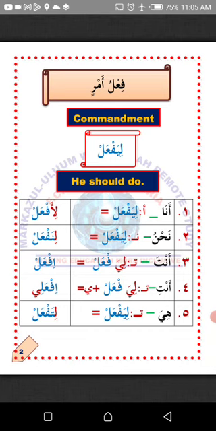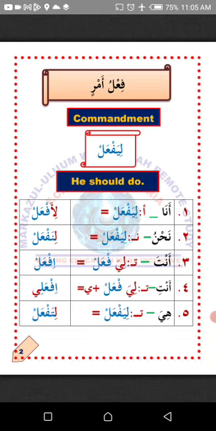Ithnan, number two. Nahnu, we. So how do we change the verb liyaf'al to suit nahnu? All you need to do is to detach ya'un and attach nunun. So the verb liyaf'al will now become linaf'al, which means we should do.